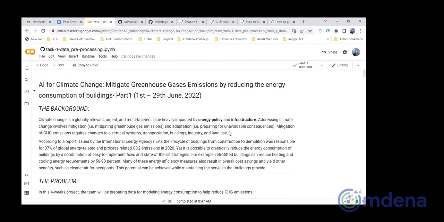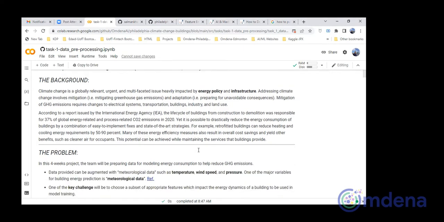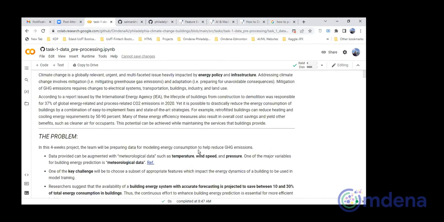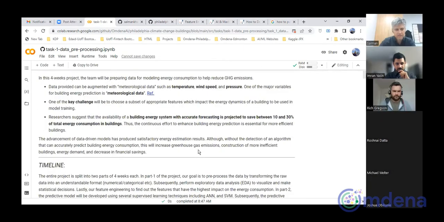But right now in today's task, we will be discussing just the data pre-processing steps, what we did, what we ended up with, what the output of this task would be, and what we are going to do next. Sounds good?